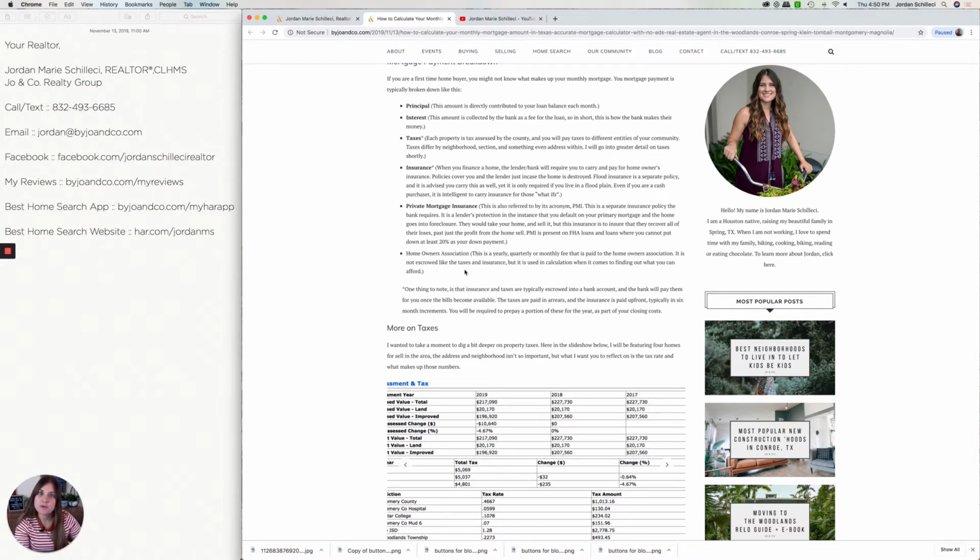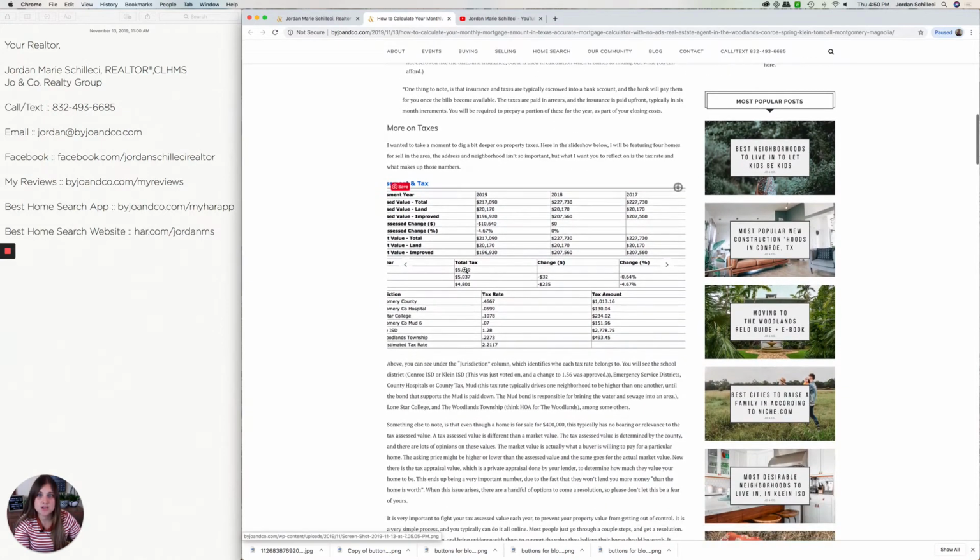Sometimes people think, oh, I'm going to put $10,000 down on my house, therefore I've saved up $10,000. Well, you're definitely going to need more than $10,000 in most instances, because you also have to prepay the homeowner's insurance and the taxes. So let's dive in a little bit more on taxes.